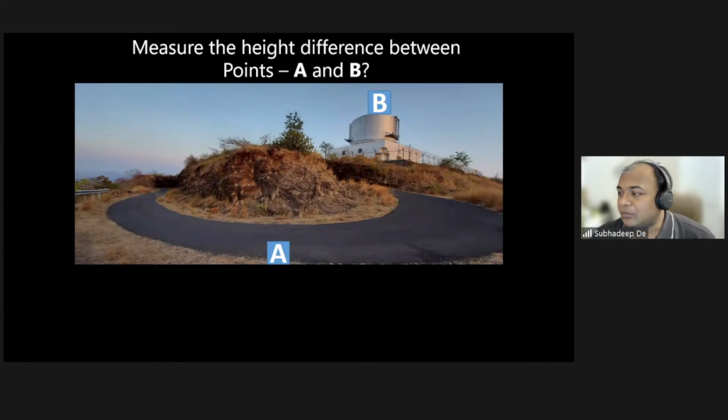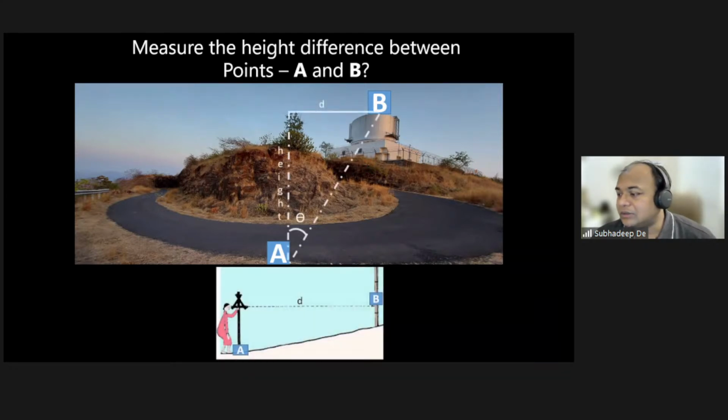But okay, let's say somebody asked you to measure the height difference between point A and B. What would you do? Typically, as a simple, normal, classical way, I would take this kind of level meter, and I will stay at point A. I will ask my friend to stay at point B, and then I will make this leveling, and that way one can measure the horizontal distance between point A and B.